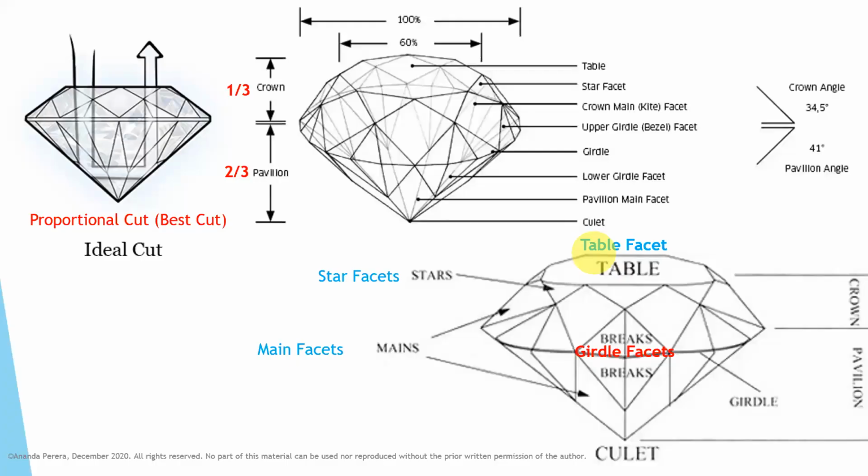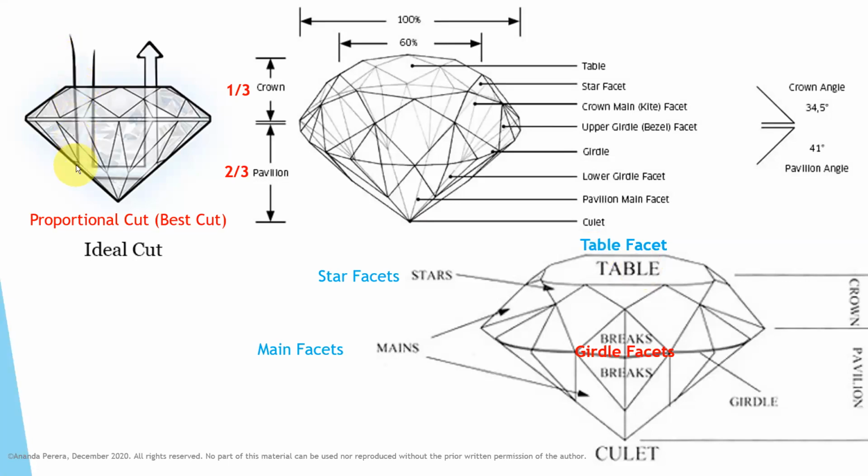Right, okay. Now, we are moving to here. Come to this picture. You can see the top side, the table. This is called the table of the stone. See, this is the table here. That is the table facet.